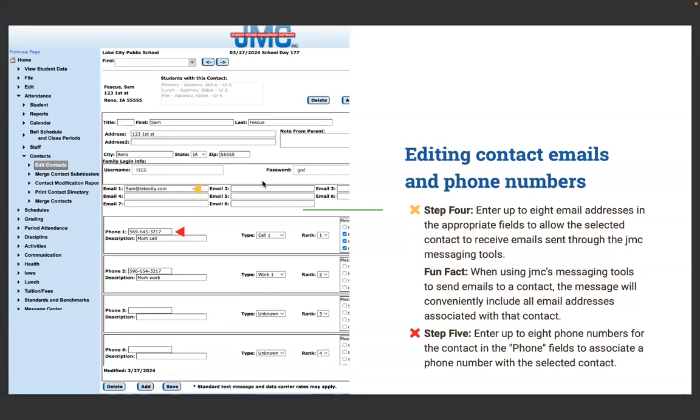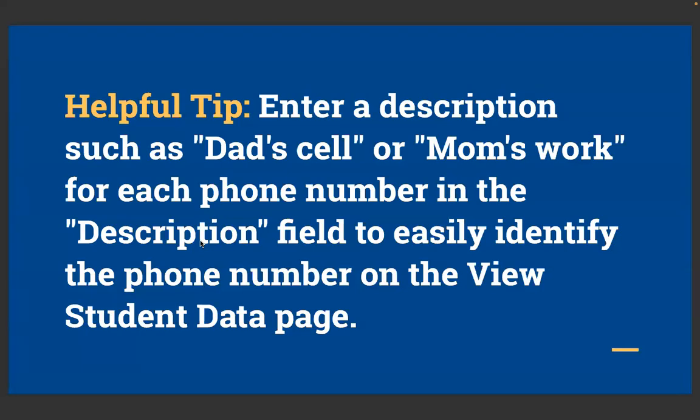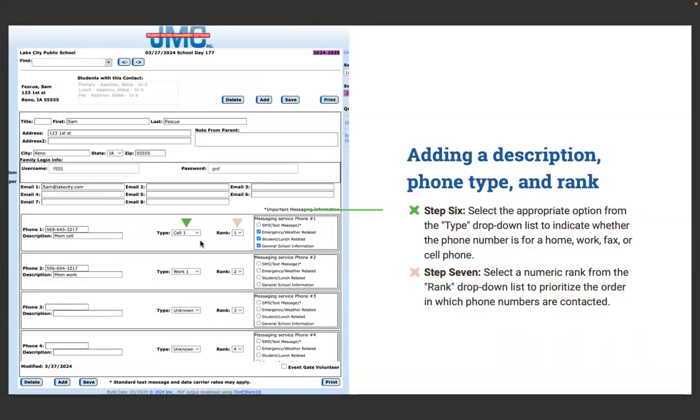Step four, enter up to 8 email addresses in the appropriate fields to allow the selected contact to receive emails sent through JMC messaging tools. So as we mentioned with the message center, if you send a message to a primary contact, every email that's listed in here is going to receive that email message. Enter a phone number. Up to 8 phone numbers can be associated with a contact. Enter those in the appropriate field. You're going to enter a description such as dad's cell or mom's cell for each phone number in the description field to make that easily identifiable on the View Student Data page.